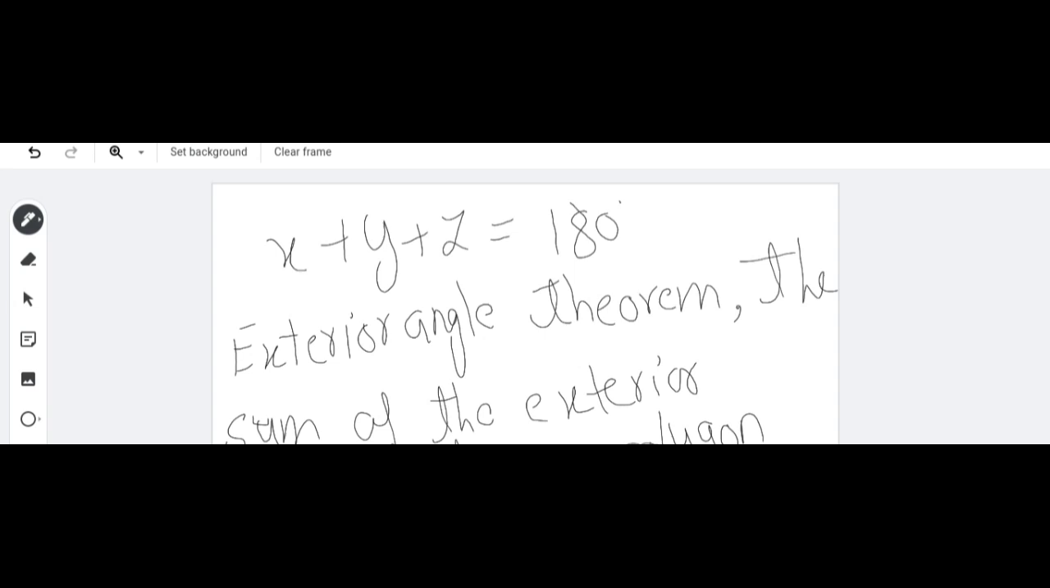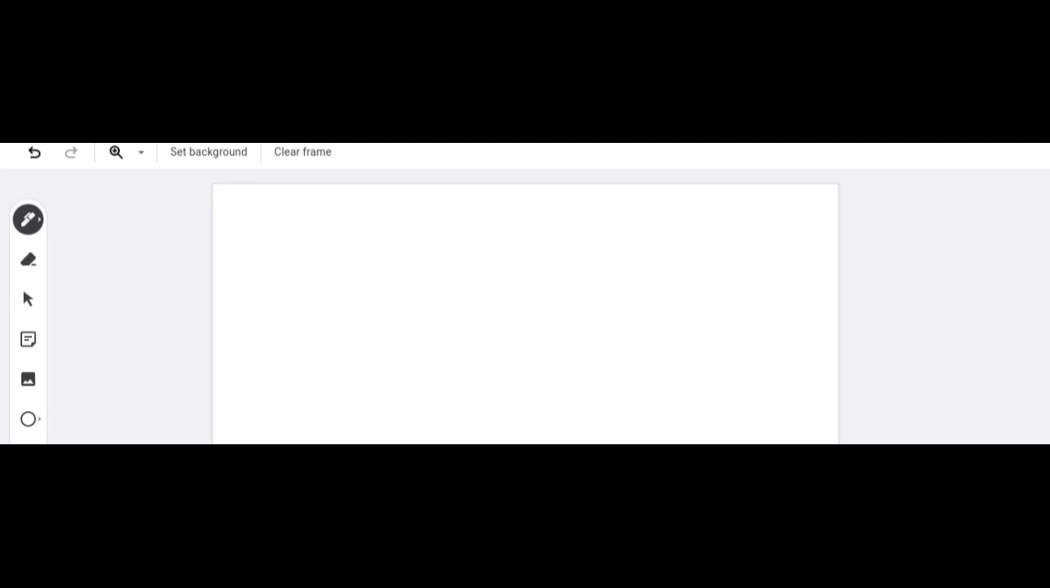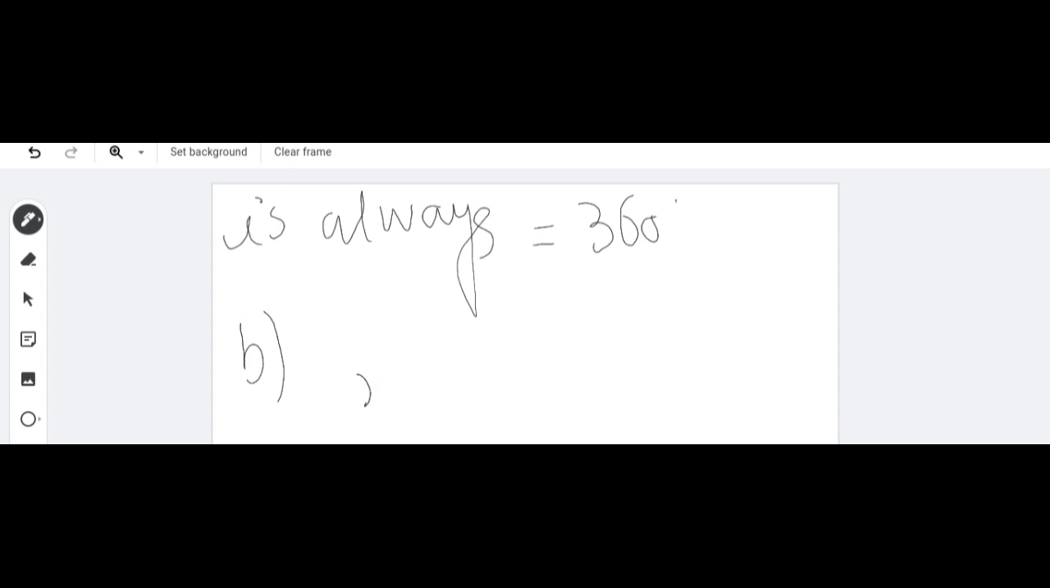Okay, now we have to move to the next thing, that the sum of exterior angles of any polygon is always equal to 360. Okay, this is the answer of the 7th question first part. And same thing will go to the second part, but a little bit will be changed: x plus y plus z plus w is equal to 360. You have to copy the answer of 7a part into b part, but just add the w here.